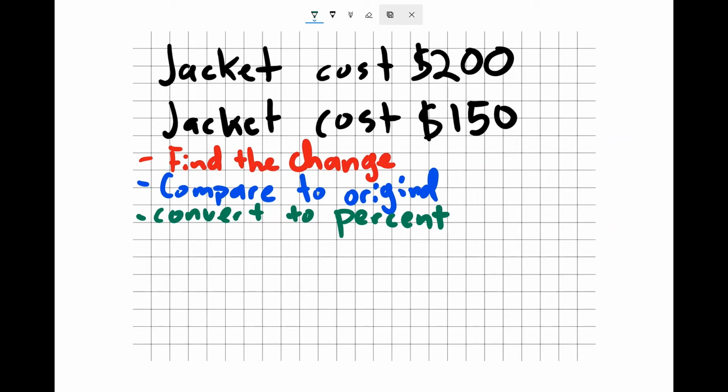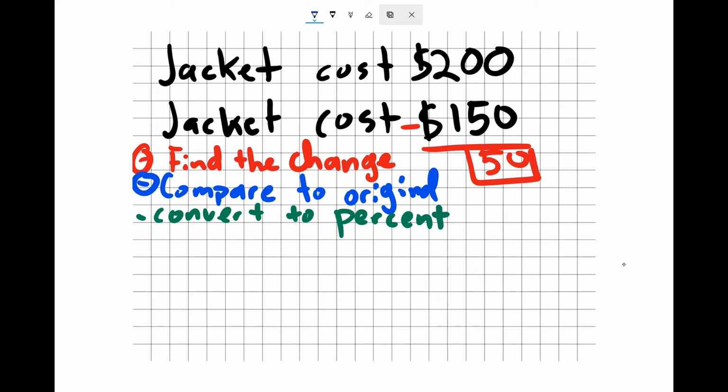Okay? You want to convert it to a percent. So let's complete our first step, which is to find the change, find the difference. You want to complete a subtraction. 200 minus 150 gives me a change or a difference of $50. So let's keep that number in mind. We have 50.